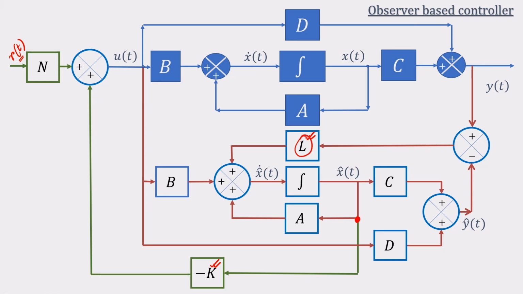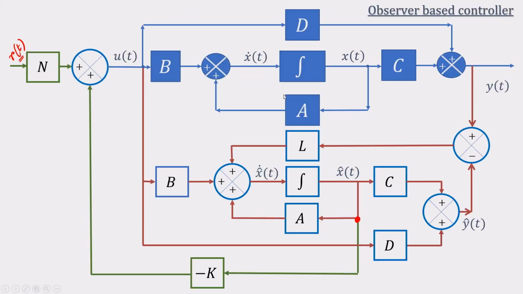I can come up with an L and I can come up with a k separately, and I can design both these systems separately. I can design the controller separately, I can design the observer separately, and this is what is known as the separation principle.